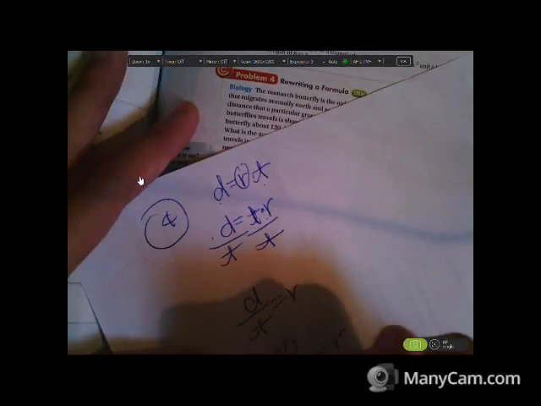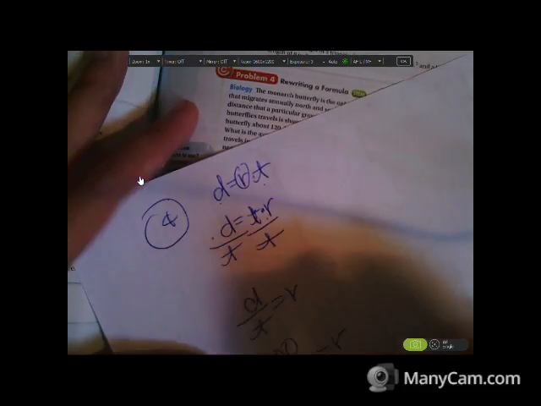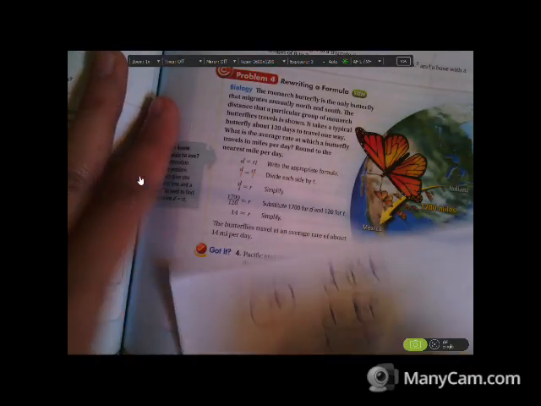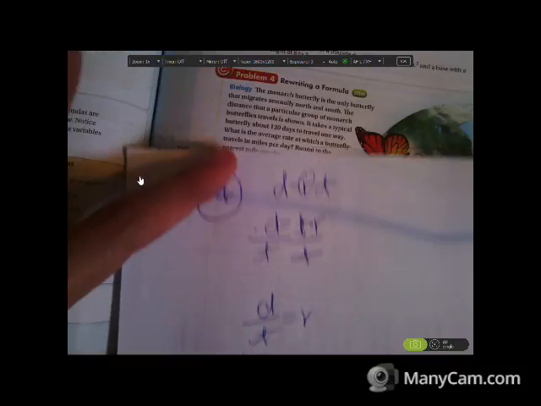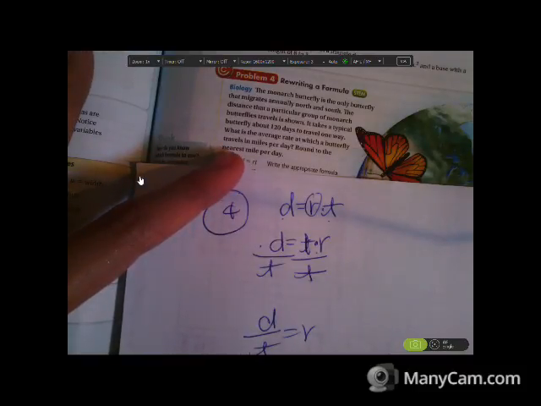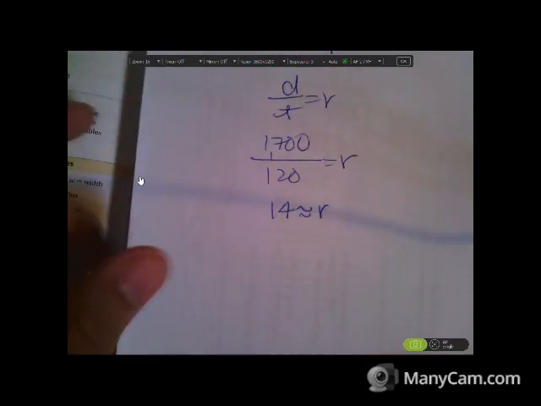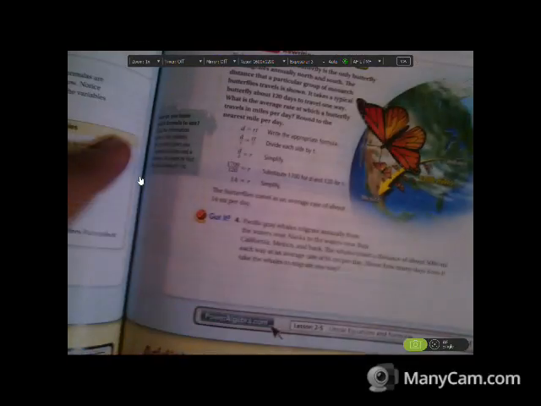So 1,700 divided by 120 is about 14 miles per day. So the average rate the butterfly travels per day is roughly 14 miles per day. So why don't you try this one down here?